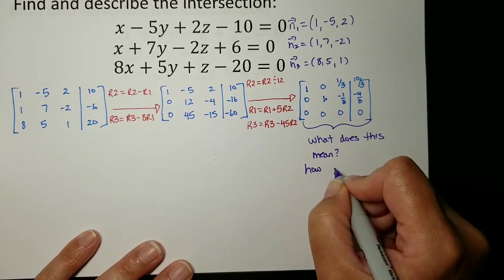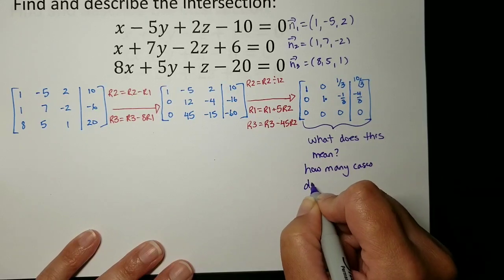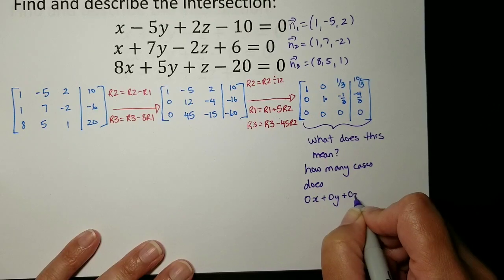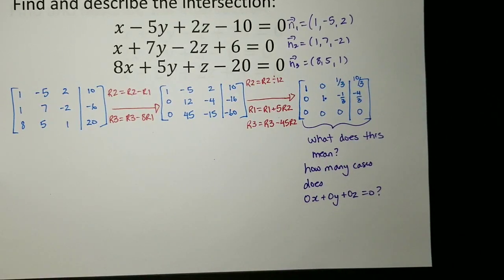And in how many cases does 0x plus 0y plus 0z equal 0? How often does that happen? And hopefully you can say, oh, there's an infinite number of cases where 0x plus 0y plus 0z equals 0. There's actually an infinite number of points that satisfy that equation.